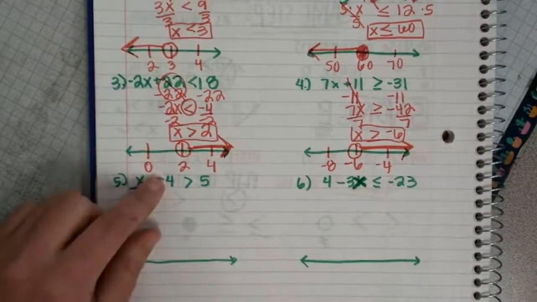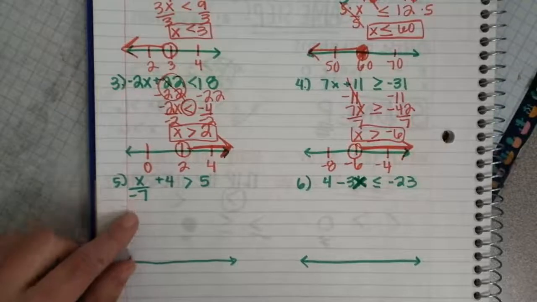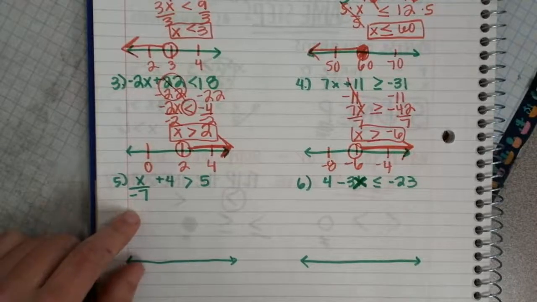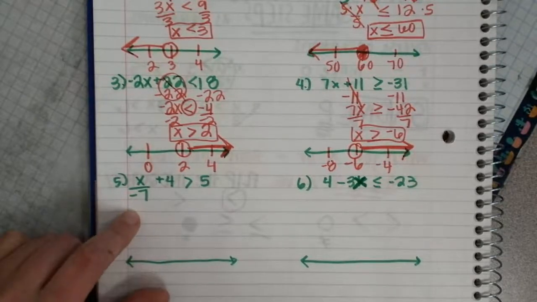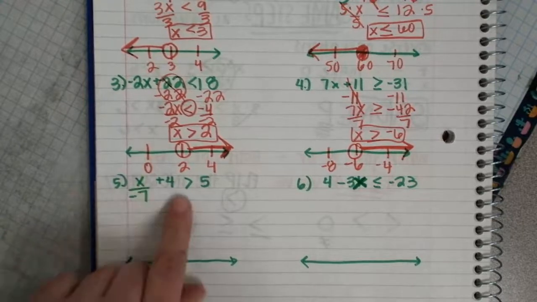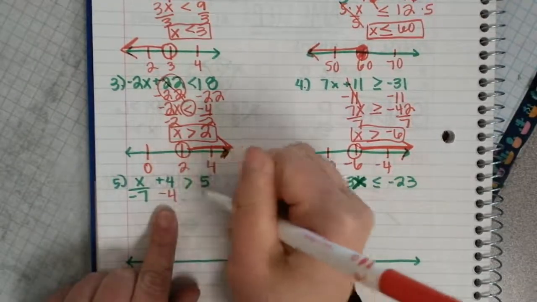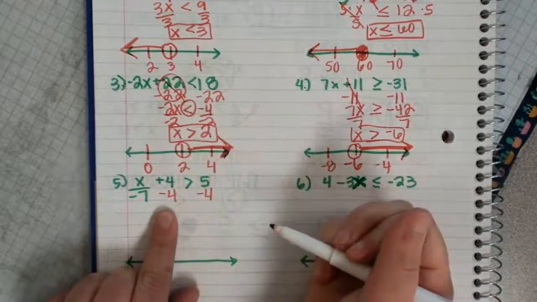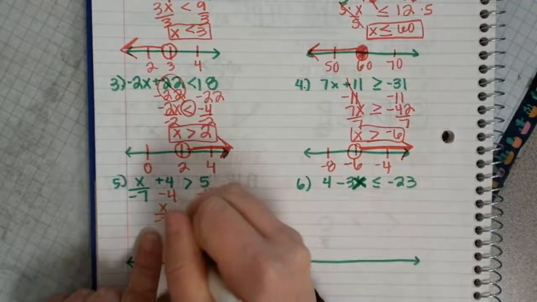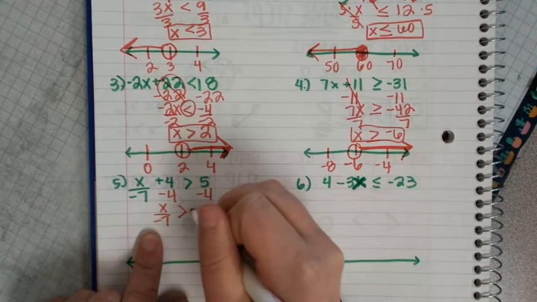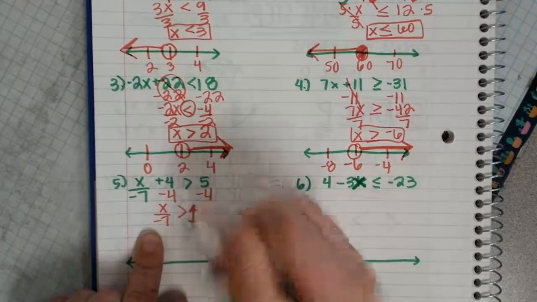Last two. Number 5. x divided by negative 7 plus 4 is greater than 5. Again, I need to wait on this guy, so I'm going to do this 4. I have to subtract 4 from both sides. So x over negative 7 is greater than, that's a positive 1. It's greater than 1.